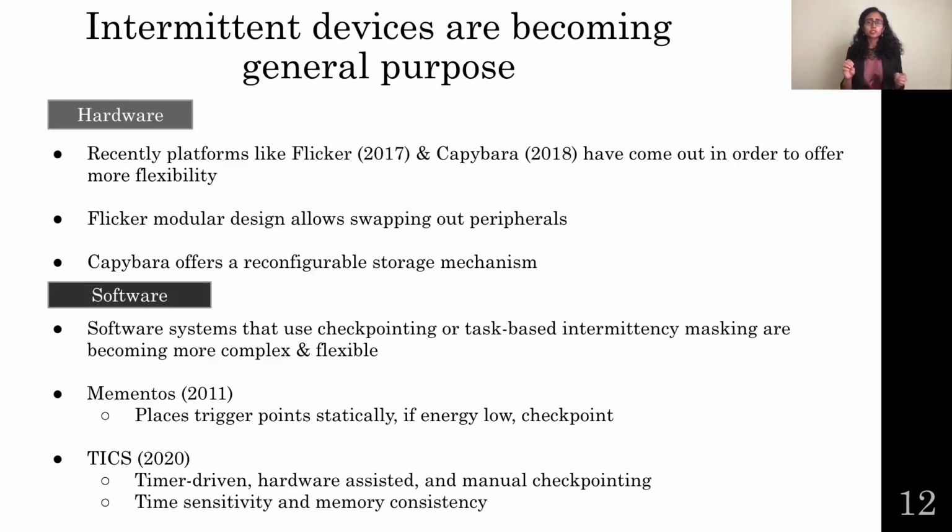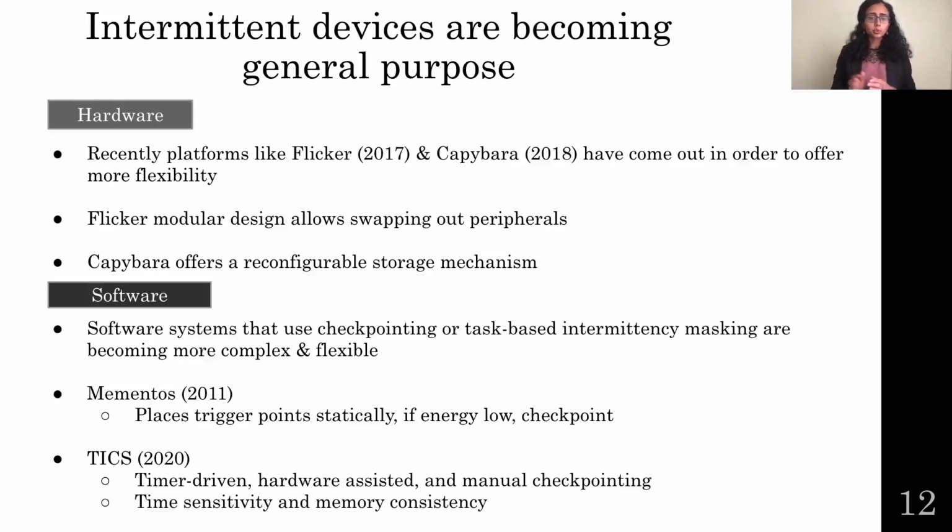And intermittent devices, they're becoming general purpose. Looking at the hardware that's come out in the last couple of years, like Flickr and Capybara, they're offering a lot more flexibility. For example, Flickr has this modular design that allows you to swap out peripherals to not just constrain the research to using RF.